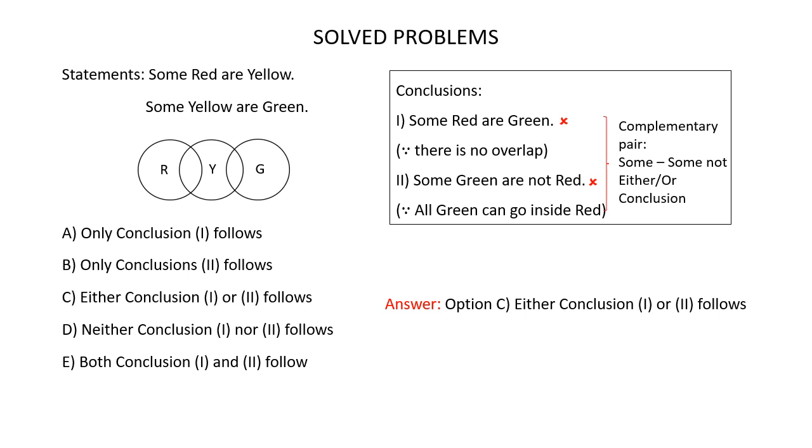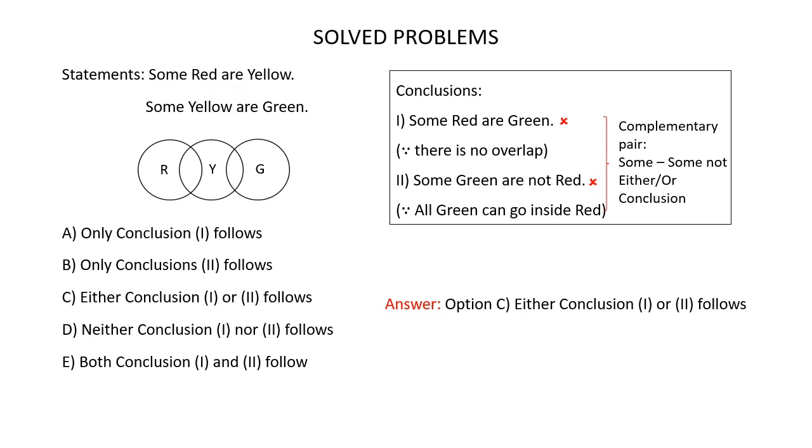In this question, you are given two statements and two conclusions. Let's find out which of these conclusions follow the logic given in these statements. To do that, first we have to draw a Venn diagram for these statements. Now the statements are some red are yellow, some yellow are green. So let's draw a Venn diagram for these statements.